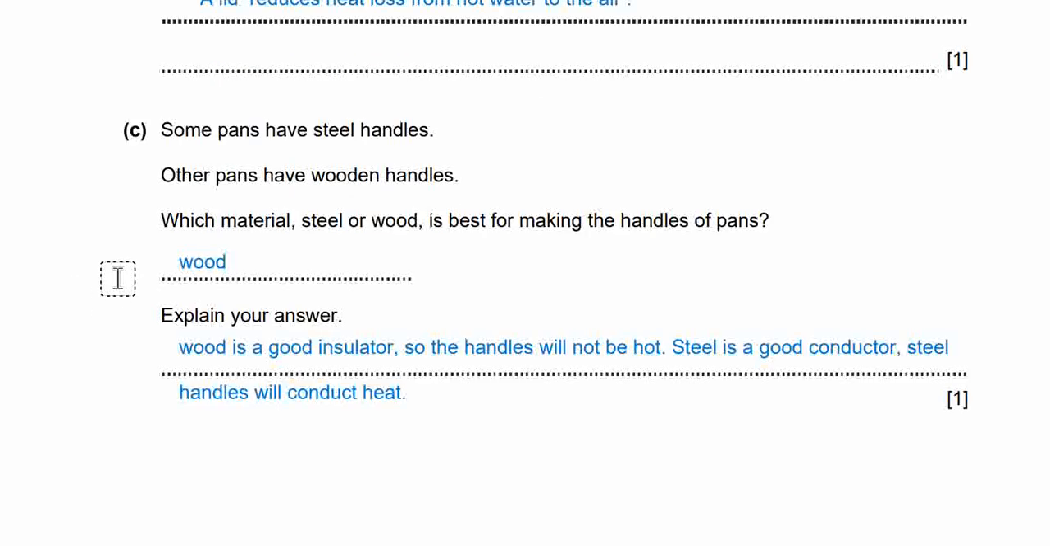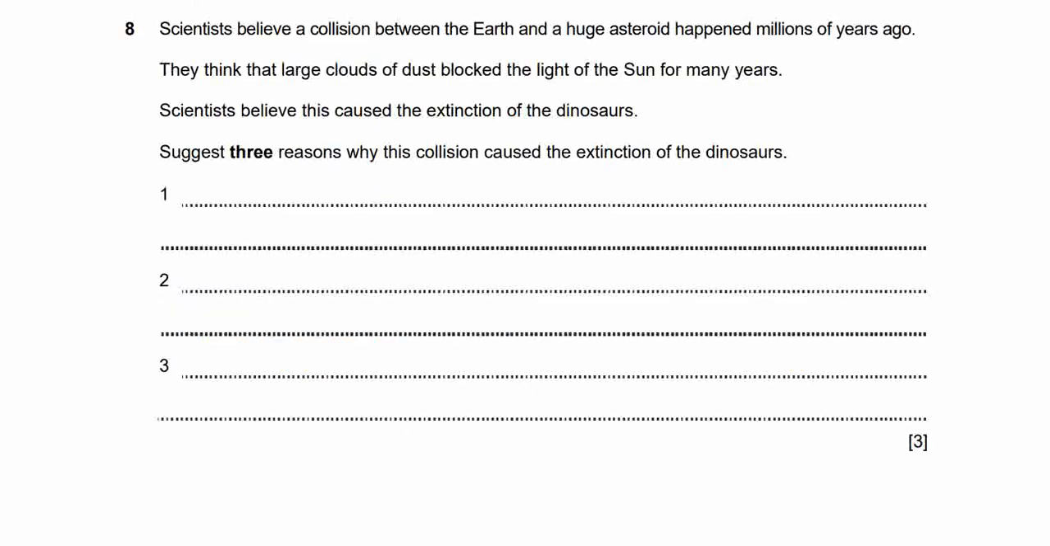So we type down our answer, wood. Wood is a good insulator, so the handles will not be hot. Steel is a good conductor. Steel handles will conduct heat. Now we are in question 8.